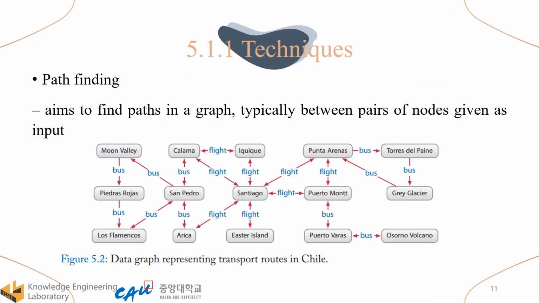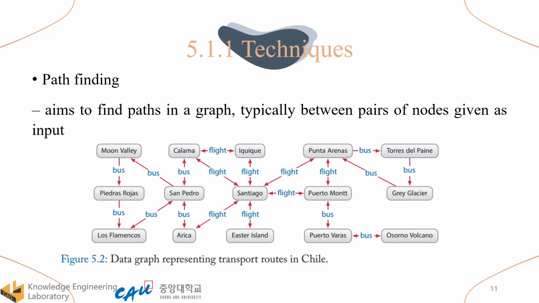While the previous techniques accept a graph alone as input, other forms of graph analytics may further accept a node, a pair of nodes, and so on, along with the graph. Pathfinding aims to find paths in the graph, typically between pairs of nodes given as input. We could use such an algorithm to find the shortest path in Figure 5.2 from Torres del Paine to Puerto Montt.